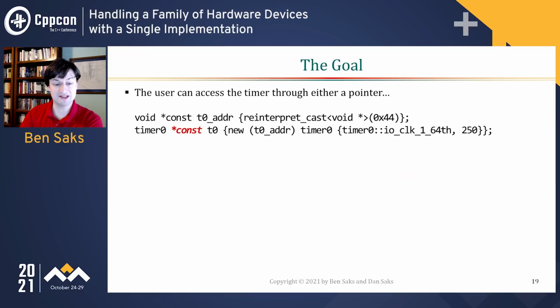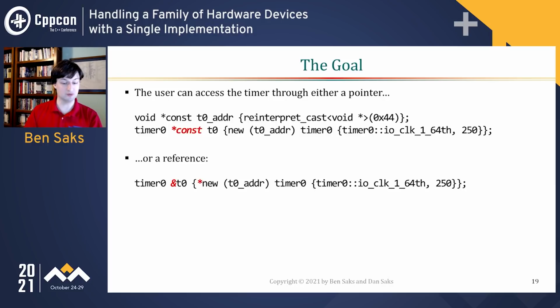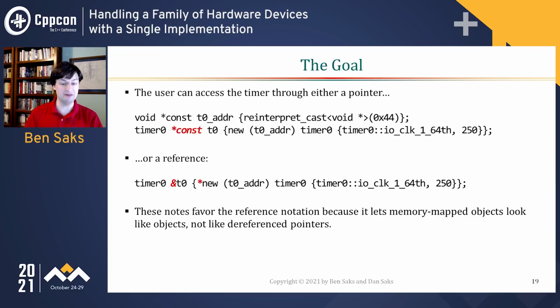So as I mentioned before, we can create the timer and access it through either a pointer like this or a reference. What you will see me do in these notes is use the reference notation because it makes the timer, the memory mapped object, look a little bit more like an object that's really at that location, which is what we would really like to have.